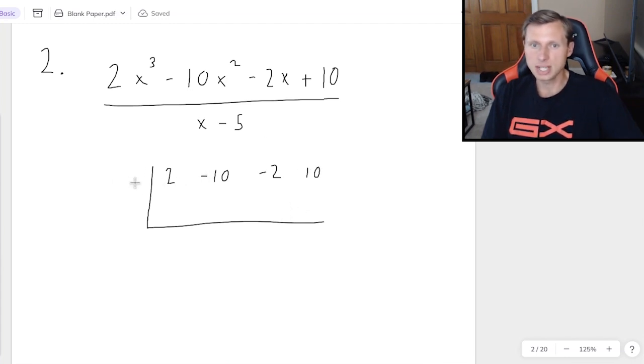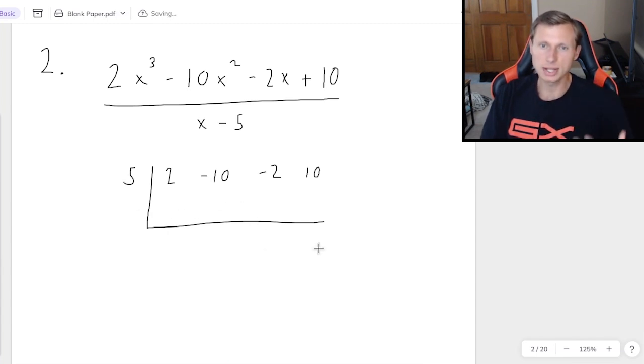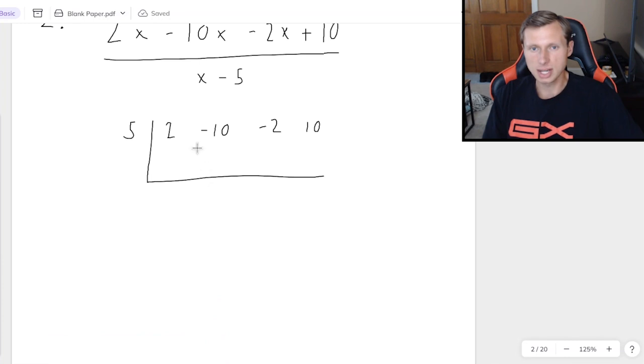And then on the outside is the opposite of negative 5, in other words, positive 5, and now we're ready to do the synthetic division. So why don't you try this on your own, give it a shot, and when you're ready to see the answer, unpause the video.